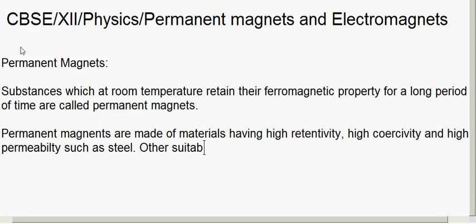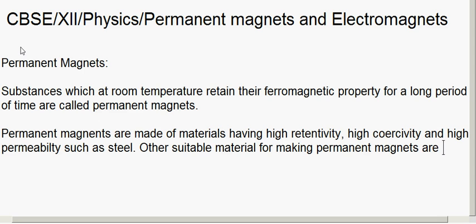Other suitable materials for making permanent magnets are alnico, that is an alloy, cobalt steel, and Ticonal. So these are some of the examples from which you can make permanent magnets.